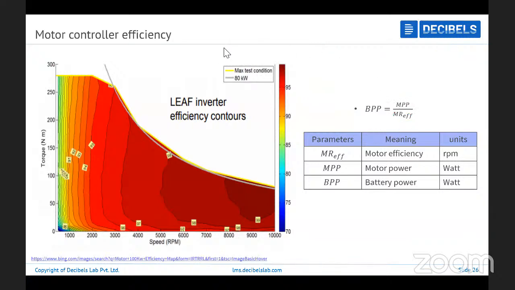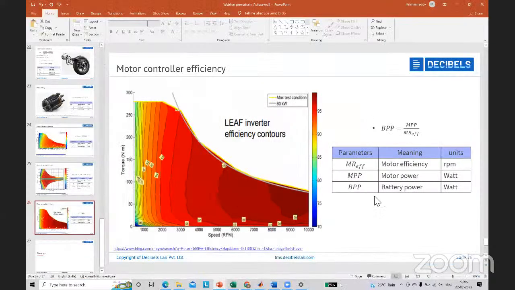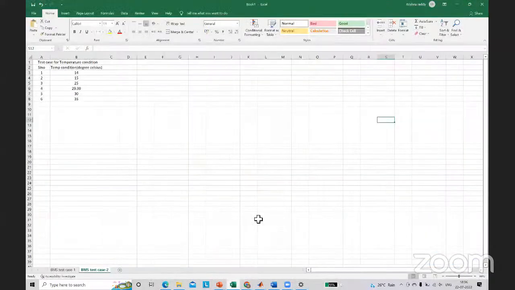Just try to note down these equations, and we'll start with the calculations. What I will do is go to the Excel sheet. Just give me a second.